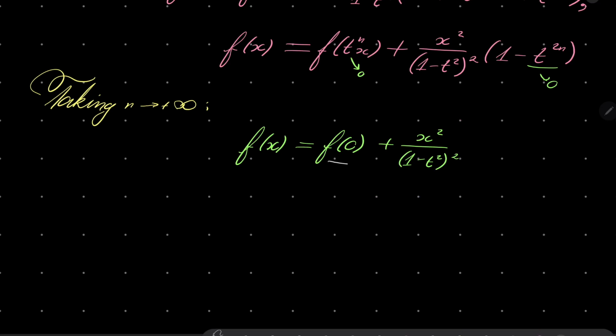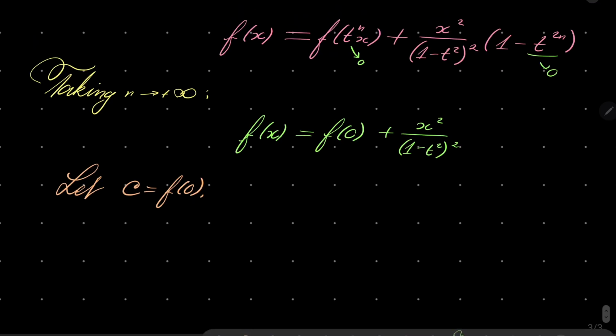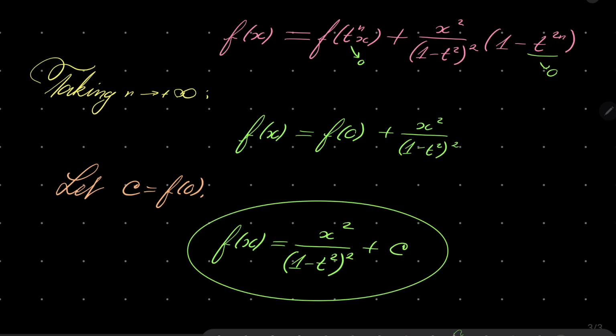Again, what is f of 0? Well, f of 0 is some constant. So maybe let c be equal to f of 0, and we have this general form of our solution: x squared over (1 minus t squared) squared plus c, where c is some number, some constant.